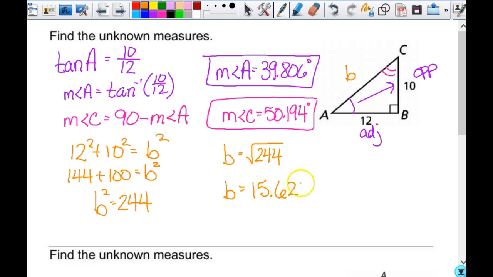15.620? Y'all agree? Y'all got to talk louder. I'm old. I can't hear. Is that degrees? No. It's a lowercase letter. It's a side length. Okay. We good? All right. Awesome.